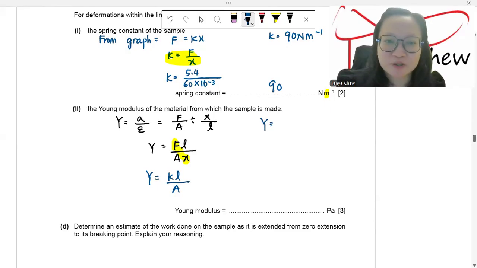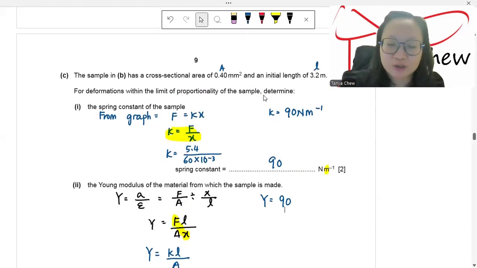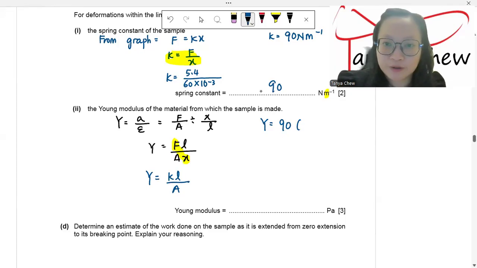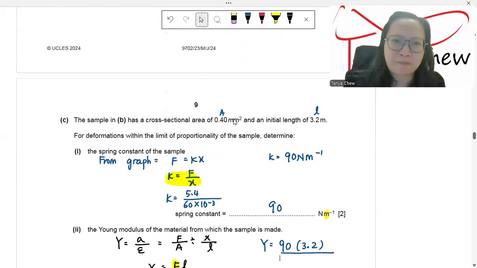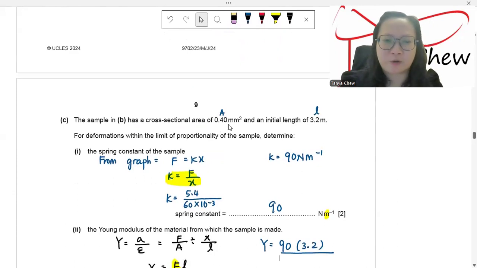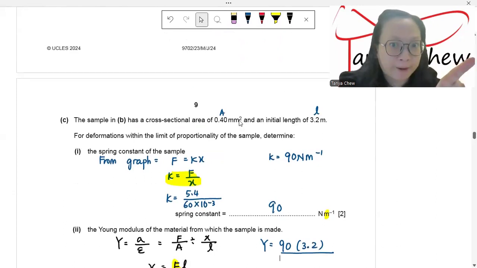Young modulus is equal to spring constant, which is 90 because we are using the same spring. And the length is given as 3.2 meter. Going to put that 3.2 meter over area. Area is a problem now because area is given as 0.4 millimeter square.